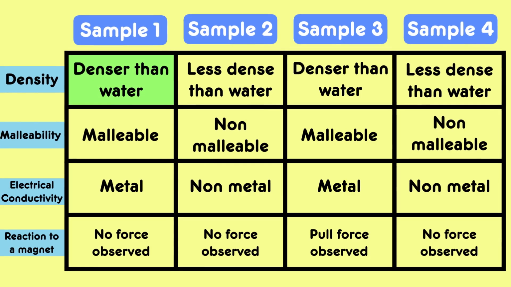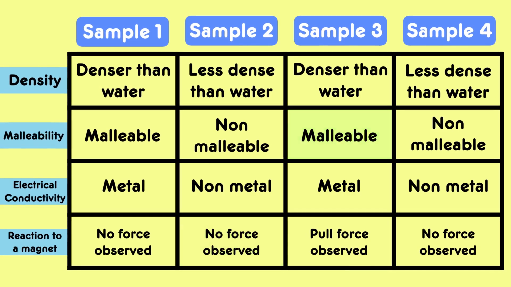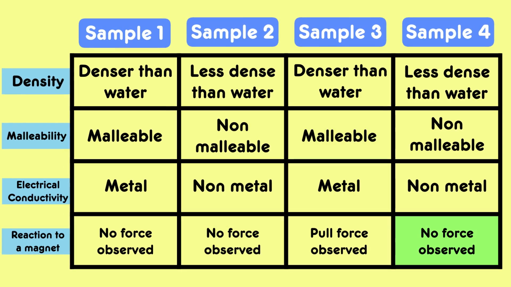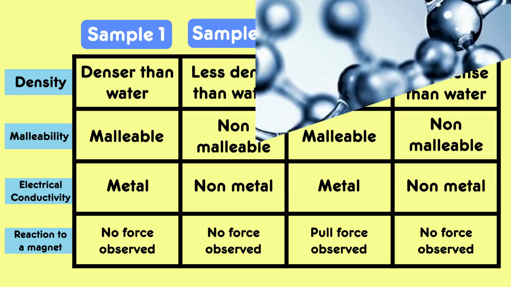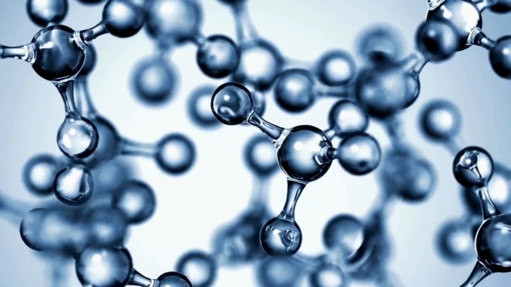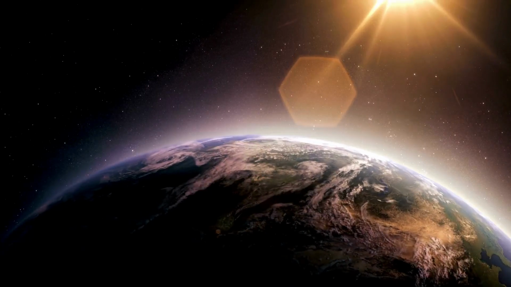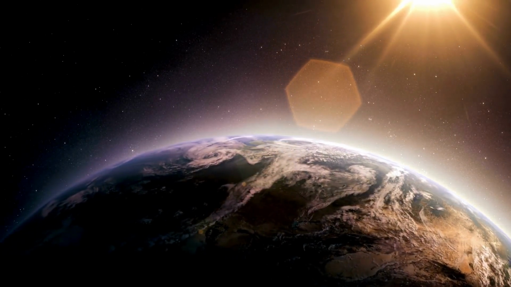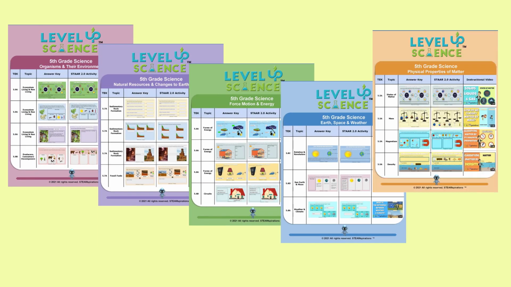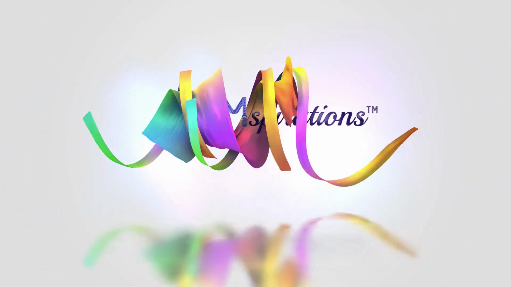So let's carefully review each sample's properties listed in the table and hypothesize their potential applications. This exercise will enhance your understanding of how physical properties impact material usage in real-world scenarios. Remember to record your observations and reasoning behind your choices in your Level Up workbook. Engage in this activity with curiosity and eagerness to learn.